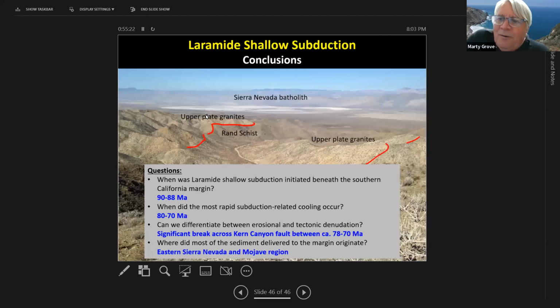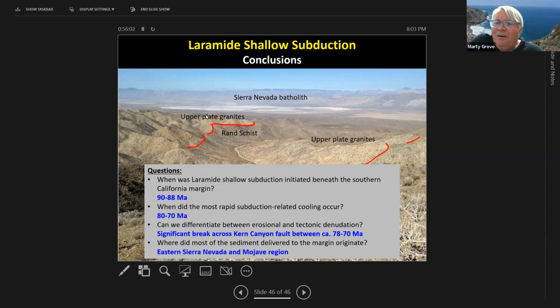So I'm ready to reach some conclusions. We had some questions. I could have asked a lot more questions, but here's some take-home information. When was Laramide shallow subduction initiated? It appears that at the southern end, the southwestern tail of the Sierra Nevada, we have evidence that it initially occurred somewhere in the neighborhood of about 90 to 88 million years. It took a long time for this process to occur as we went further to the east.